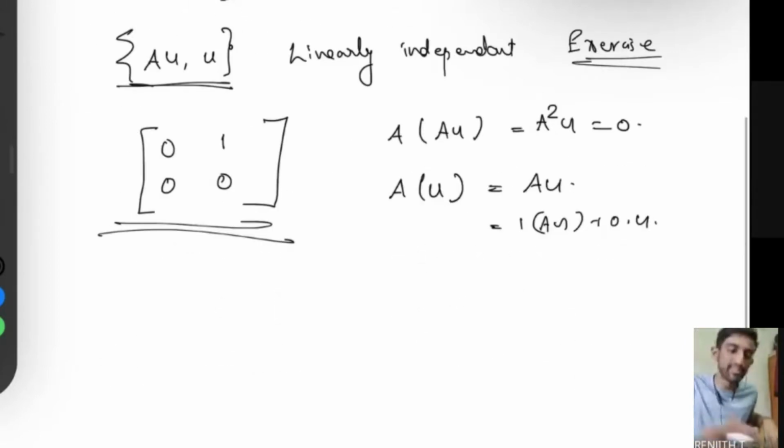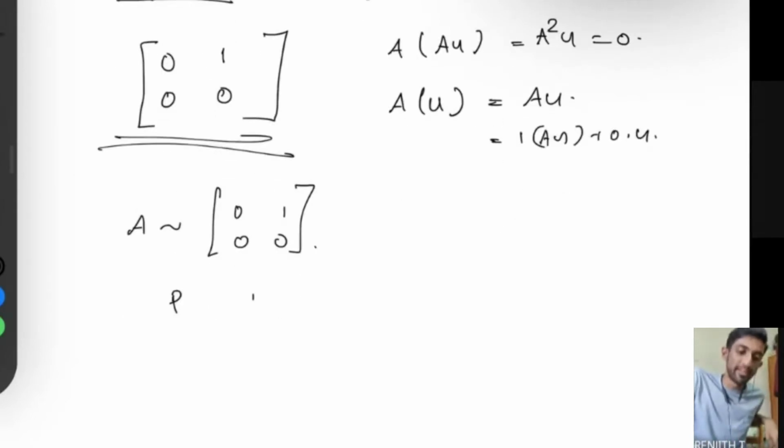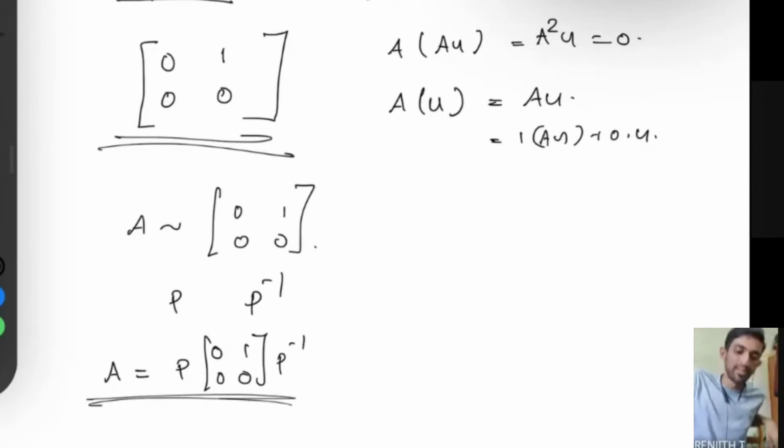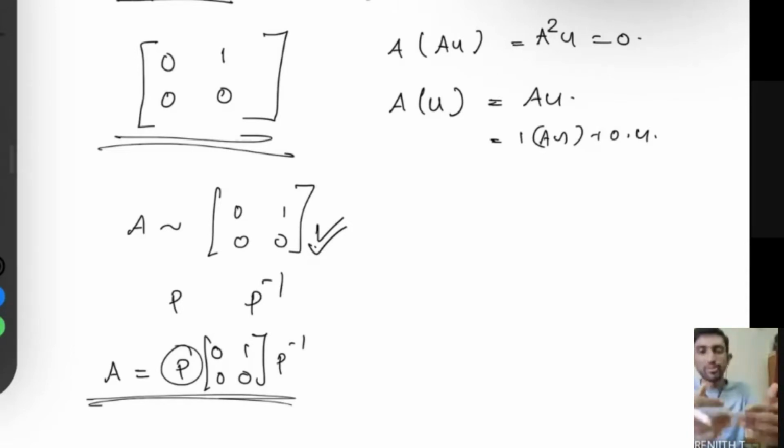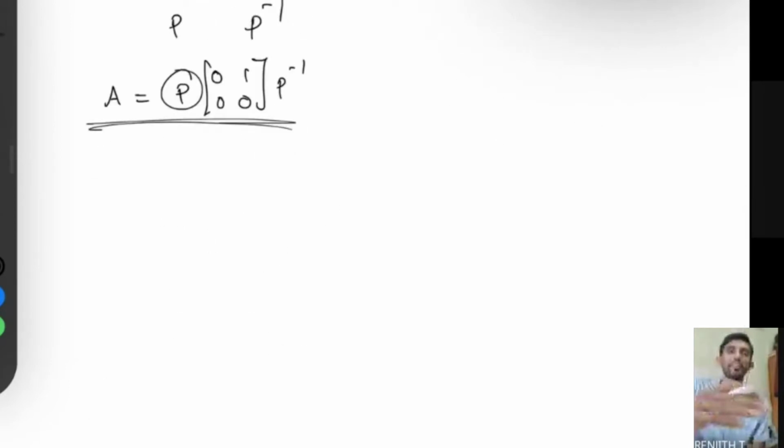Then A is similar to this matrix: A is similar to 0, 1, 0, 0. Or you can find a matrix P and P inverse such that A is equal to P times 0, 1, 0, 0 times P inverse. That means this is nothing but the coordinate matrix. This is what we call the Jordan canonical form of the matrix A. So A is not diagonalizable, but it is very close to a diagonal matrix. I mean, in the main diagonal there are zeros, and in just one place there is a one.